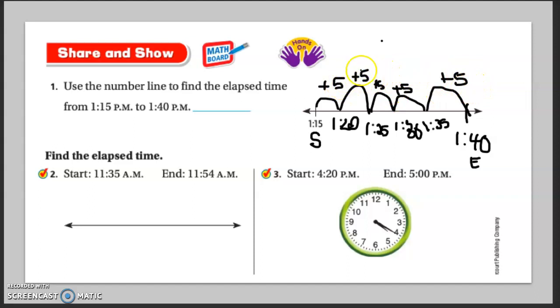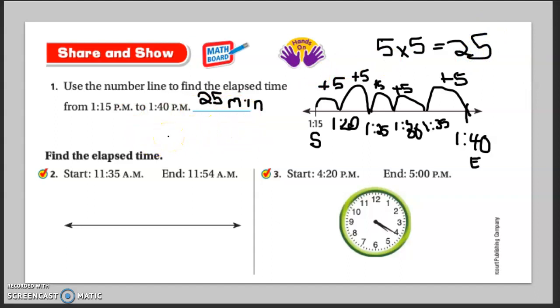Okay, so again, all I have to do is add all the time that I added. So if I added 5 plus 5 plus 5 plus 5 plus 5, my answer would be 25 minutes. In this case, I can also use multiplication because since I'm skip counting by the same numbers, I skip counted by 5. How many jumps did I make? 1, 2, 3, 4, 5. So I can do 5 times 5 gives me 25. So my elapsed time is 25 minutes.